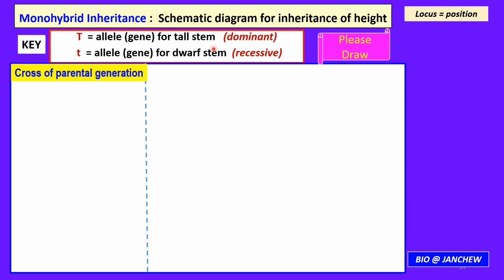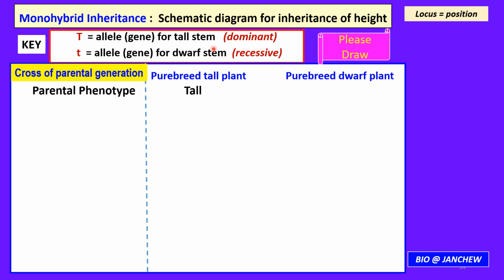So you're going to look at the cross of the parental generation. He took a pure breeding tall plant and crossed it with a pure breeding dwarf plant. So what is the parental phenotype? Now the word phenotype means the observable trait or characteristic. So for the pure breed tall plant, we can observe that it is tall. And for the pure breed dwarf plant, the feature is that it is dwarf.